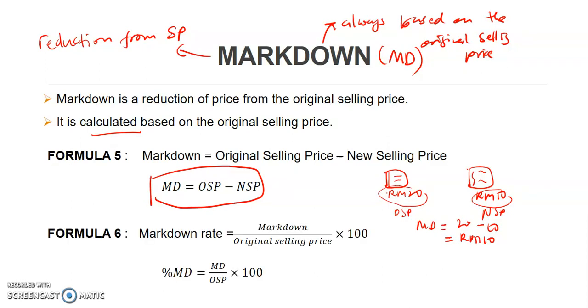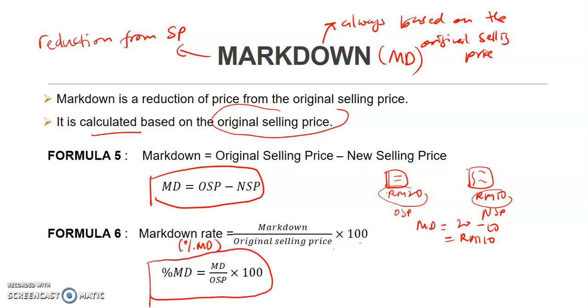Okay, the next formula is the formula to find the markdown rate. So markdown rate is the percentage of markdown. Because markdown is always based on the original selling price, to find the percentage, the formula is the amount of markdown divided by the original selling price multiplied by 100. So percentage of MD equals MD divided by OSP multiplied by 100.